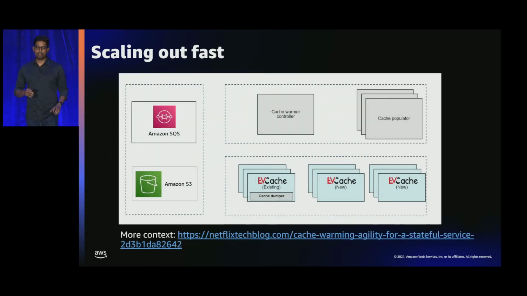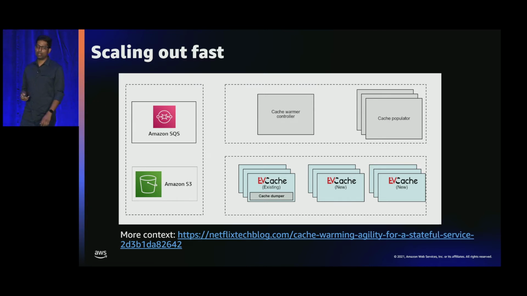So this is the high-level architecture, or the block diagram, that shows different components of what cache warming really entails. We already saw what the cache warmer controller is. That's the orchestrator, or the brains behind this entire workflow. Then on the bottom side, you see the existing EVCache, which is the cluster that is serving the live or production traffic. And the new EVCache clusters are just empty clusters that are sized according to the new needs that we have. And on the left-hand side, we have the standard Amazon SQS and S3 services.